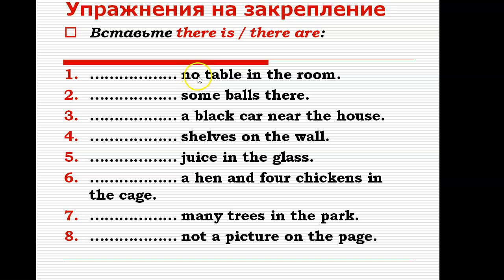For example, there is no table in the room. There are some balls there. There is a black car near the house. There are shelves on the wall. There is juice in the glass. There is a hen and 4 chickens in the cage. There are many trees in the park. There is not a picture on the page.